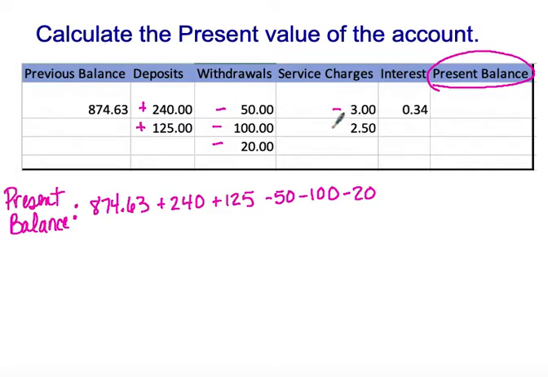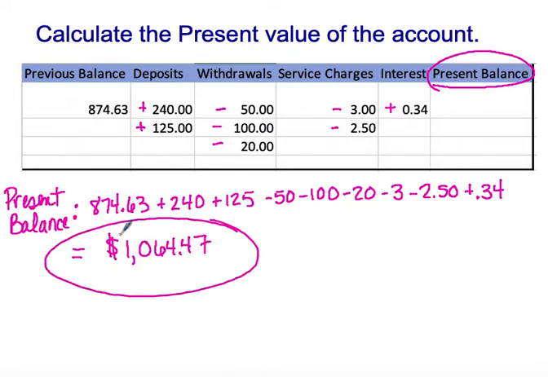The service charges, there's 2, so we're going to do 2 subtractions on the service charges. And then finally, we're going to add in the interest at the end. So when we do this calculation, adding our deposits, subtracting our withdrawals and service charges, and adding in our interest, you should end up with $1,064.47 in your account. So that is your present balance. You should now take your checking register and make sure that both accounts match.